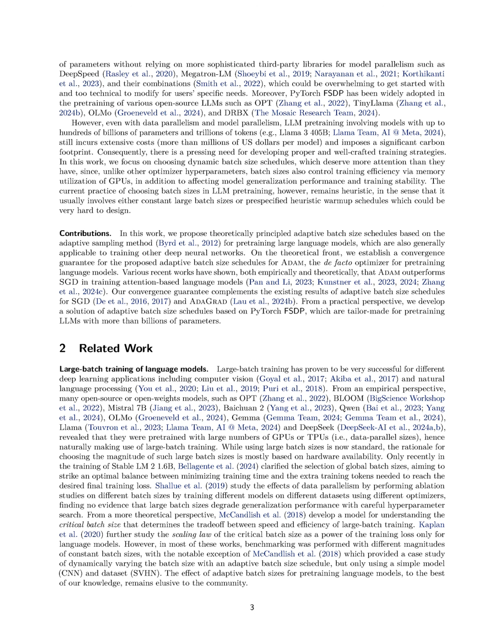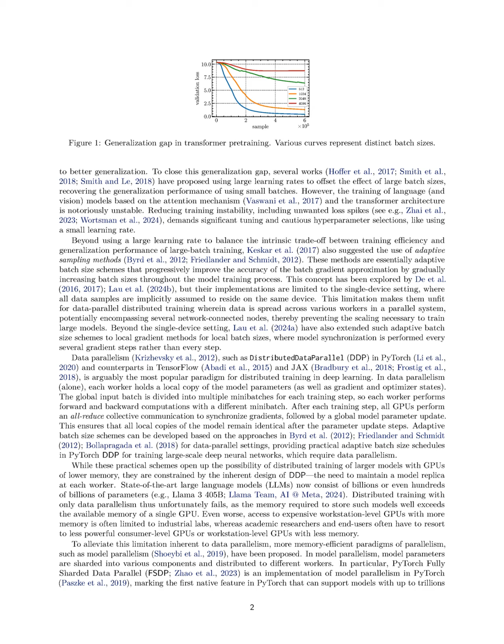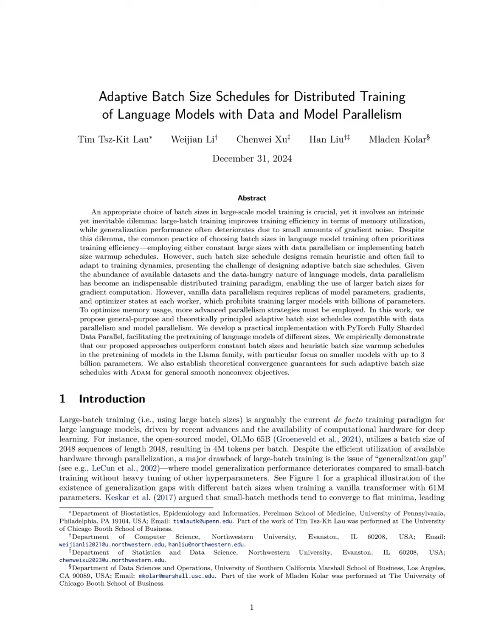The adaptive batch size schedules are designed to dynamically adjust batch sizes throughout the training process, allowing for better utilization of GPU memory while maintaining model performance. By starting with smaller batch sizes and progressively increasing them, the method mitigates the negative effects of large batch training, such as higher validation loss and loss spikes, thereby enhancing both training efficiency and generalization. This approach is crucial as it enables the training of larger models on less powerful hardware, which is often the case for academic researchers and end users.